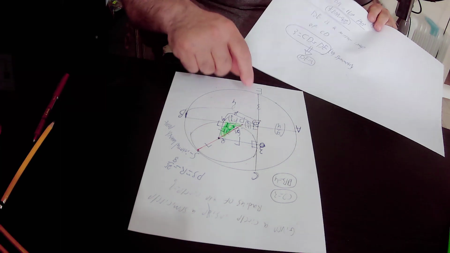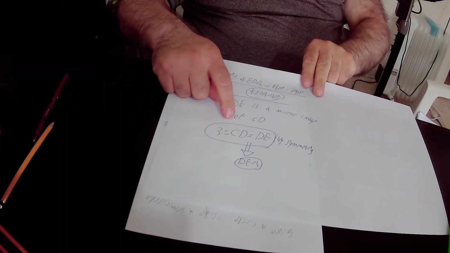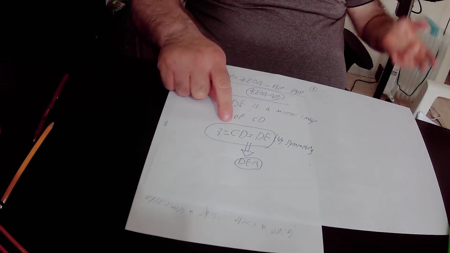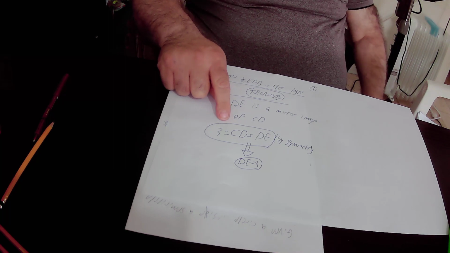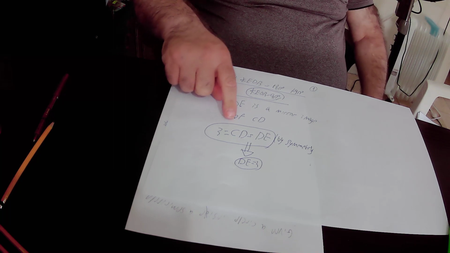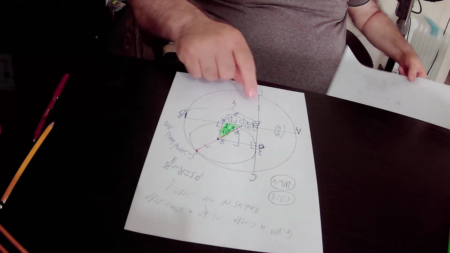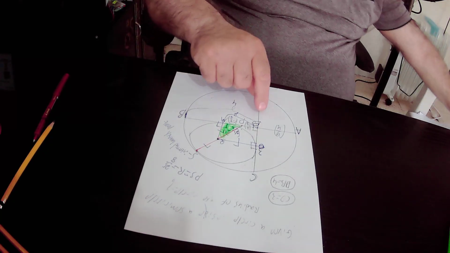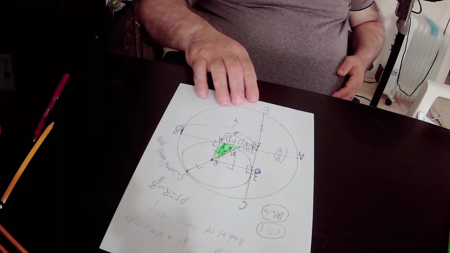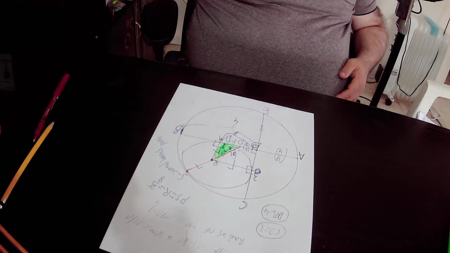And here we know that CD equals 3 units, so we can write here that CD equals 3 units according to what is given in the question. So from this equation, 3 equals CD equals DE, we will derive that DE is also equal to 3 units. Here DE equals 3 units.